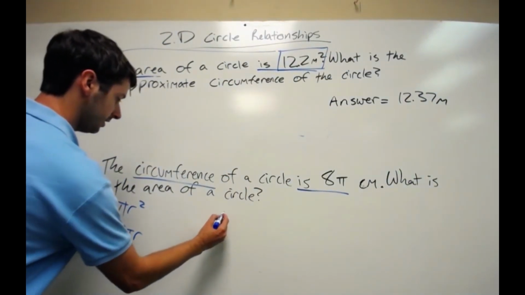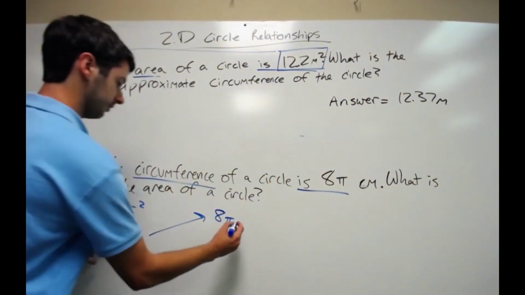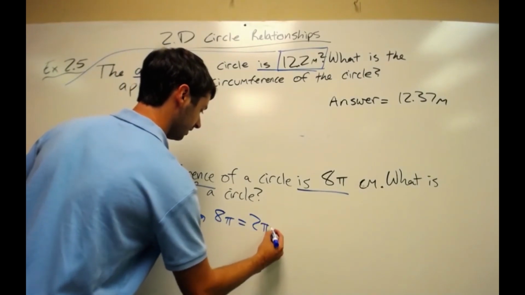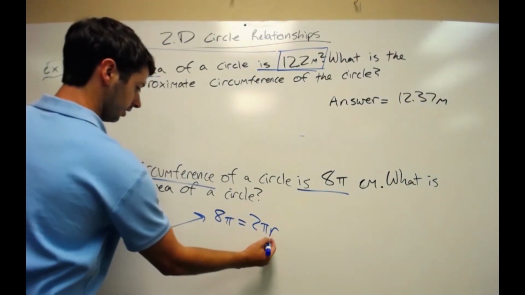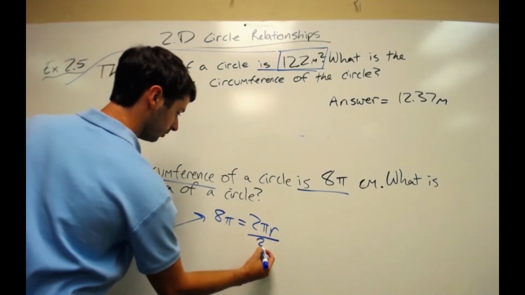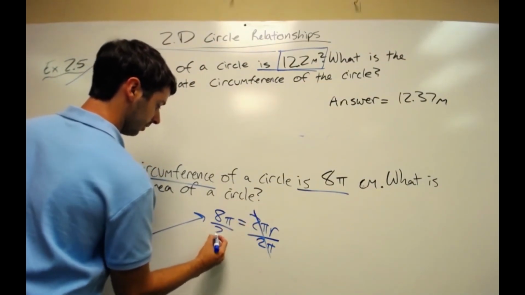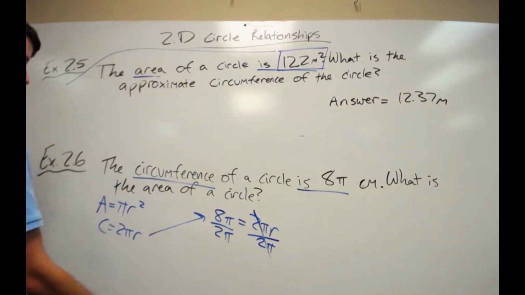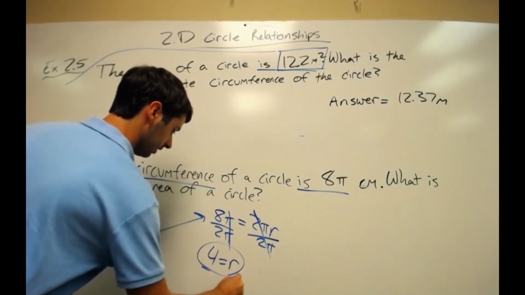So 8 pi equals 2 times pi times radius. Now this one's going to be nice and easy because to get r by itself, we can divide by 2 times pi. They both cross out over here. Divide by 2 pi over here. Well, this is easy. The pi's cancel out. Pi divided by pi is 1. 8 divided by 2 is 4. So your radius is 4.